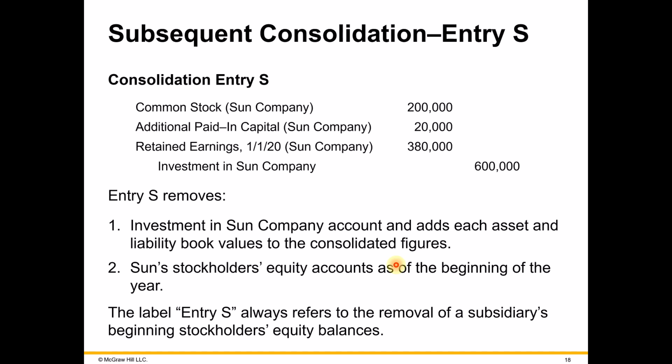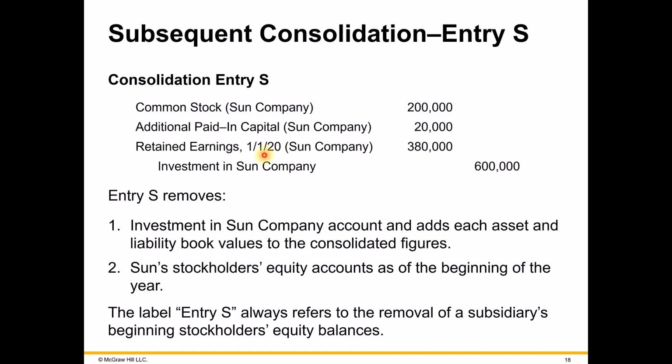So here's the detailed journal entries. Again, the first one, S, means to get rid of the subsidiary's stockholders' equity accounts. So you're zeroing out the common stock account of the sub, you're zeroing out the additional paid-in capital of the sub. They normally have credit balances, so you're debiting it, and you're zeroing out the retained earnings at the beginning of the year of the sub, not the end, yeah, but the beginning.